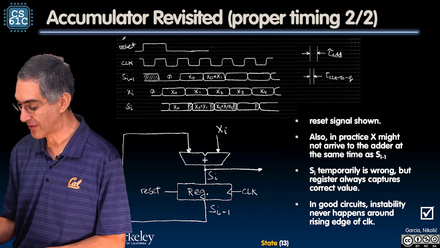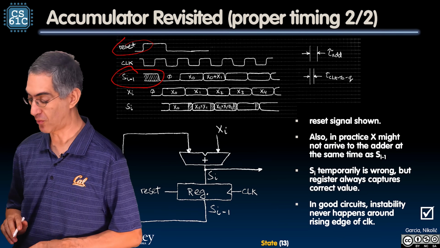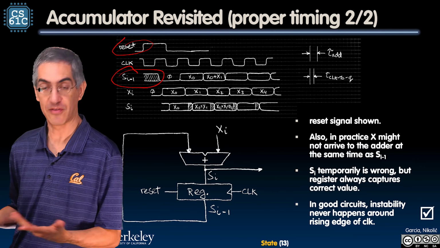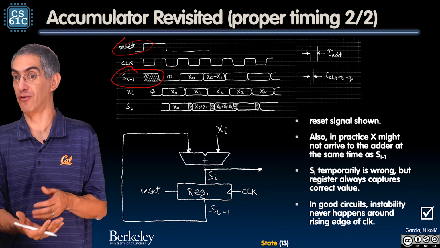I'm now including the reset value. I'm including that I have no idea what S of I minus 1 was before. I don't know what was locked in. I buy a register from Verizon Electronics. Who knows what was stored into it?